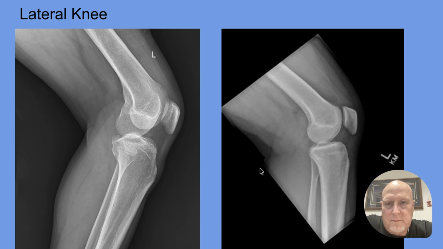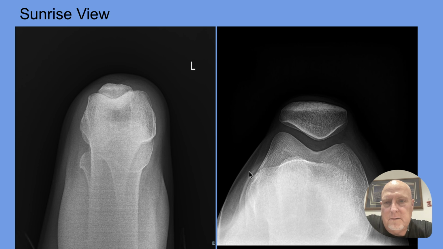Okay, let's move on to a sunrise view. The one on the right has some issues here. The one on the left, we've got a beautiful space between the patella and the femur. That's what we're looking for. Over here, we got some superimposition of the femur and the apex of the patella.